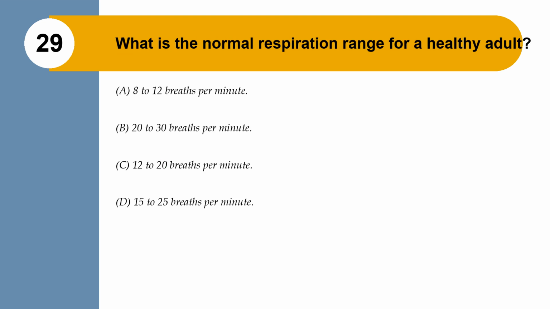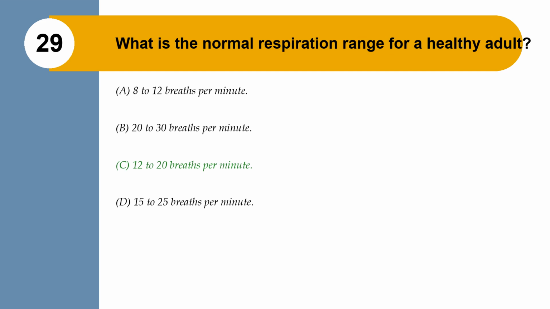Question 29. What is the normal respiration range for a healthy adult? Option A, 8 to 12 breaths per minute. Option B, 20 to 30 breaths per minute. Option C, 12 to 20 breaths per minute. Option D, 15 to 25 breaths per minute.